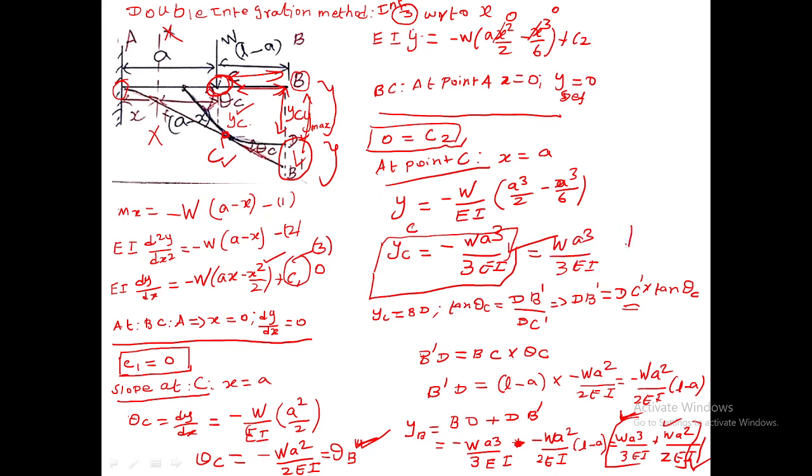The deflection is in the downward direction; the negative sign is removed. This is the deflection at point B: W a cube divided by 3EI plus W a square divided by 2EI into (L minus a). The term (L minus a) is also included.